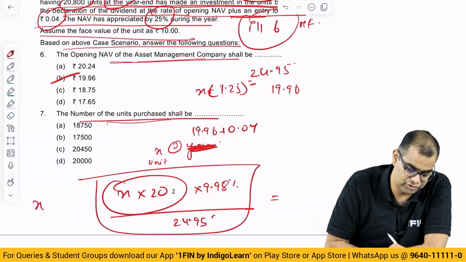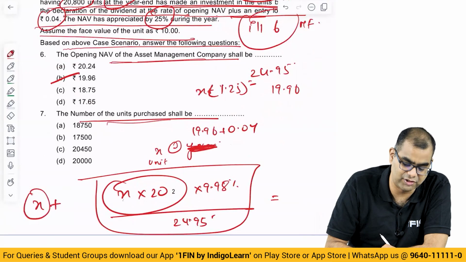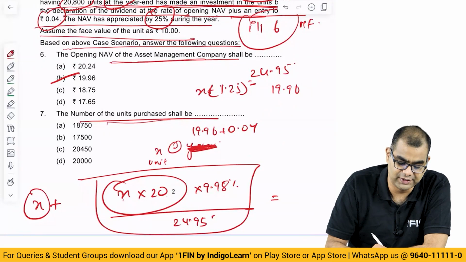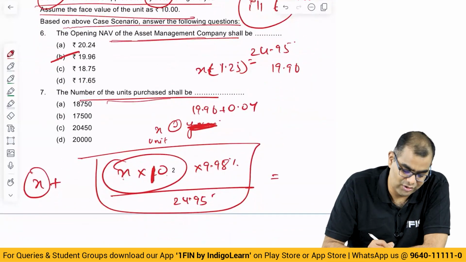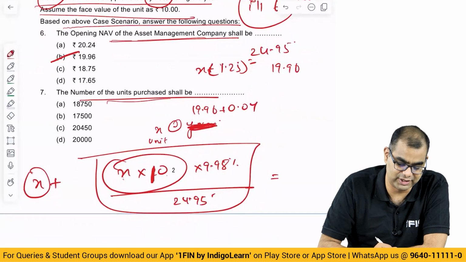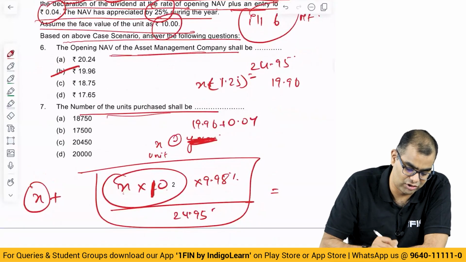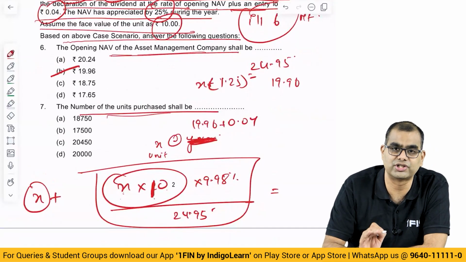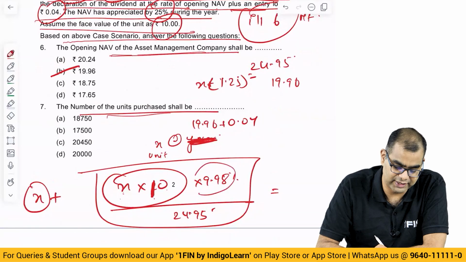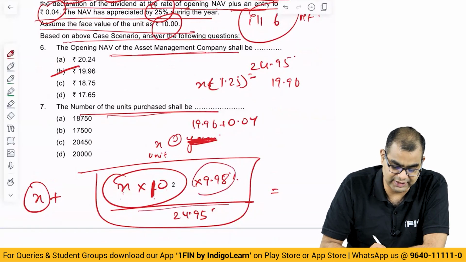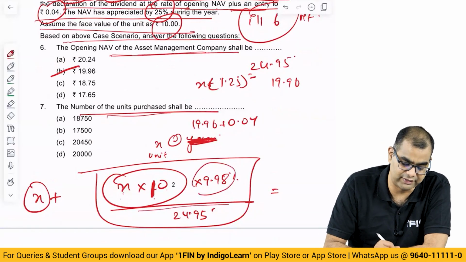What is original units? X. Original units is X. On X, he made an investment of X into 20 as opening NAV. Now, this should not be 20, it should be 10. Different thing. NAV they clearly said 10, no? So X into 10 is the face value of his original investment. Of that, 9.98% is the dividend he gets. That he reinvested at 24.95.